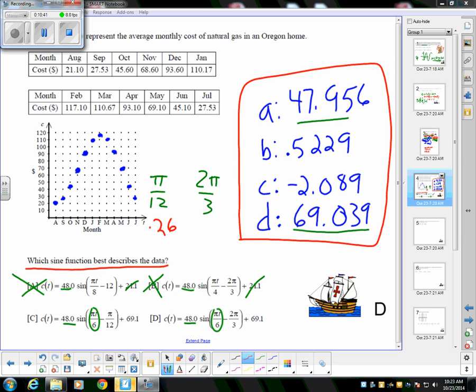Right? And if I do 2 pi and I divide that by 3, I get 2.094. So just by looking at that alone, we can rule out C, and D becomes our answer choice there.